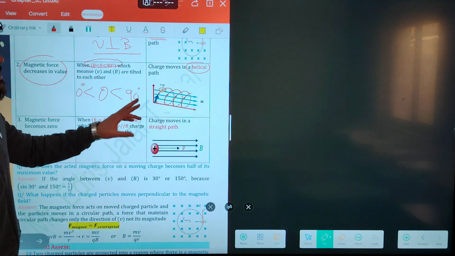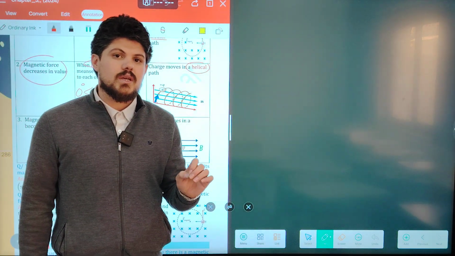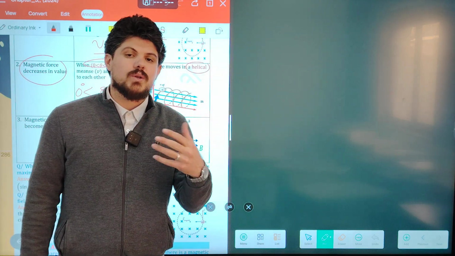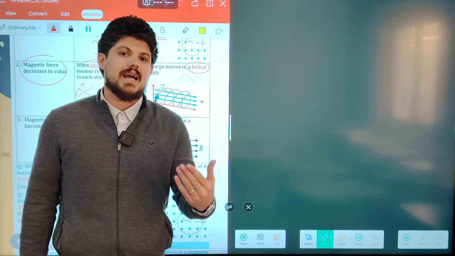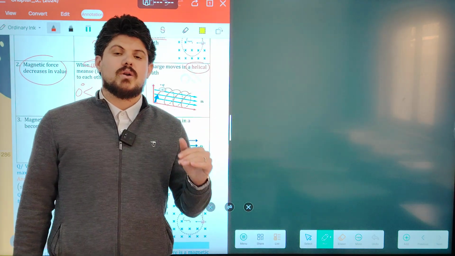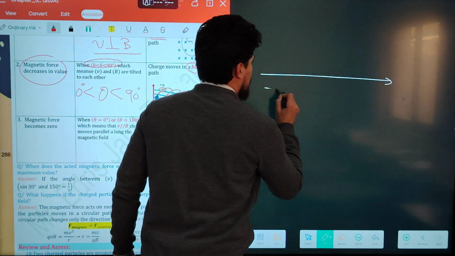Helical path. When does the charge's path become a helical path? When the charge's velocity makes an angle with the magnetic field, or when the charged particle enters the magnetic field at a tilted angle, not at a right angle or not perpendicular. How? Look, assume that this is the magnetic field.